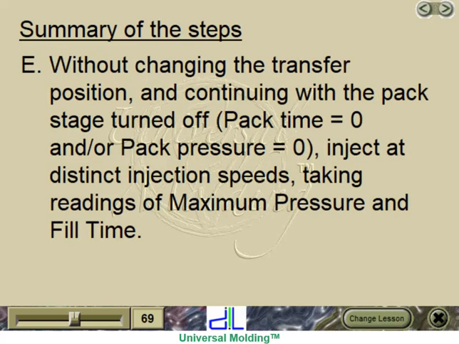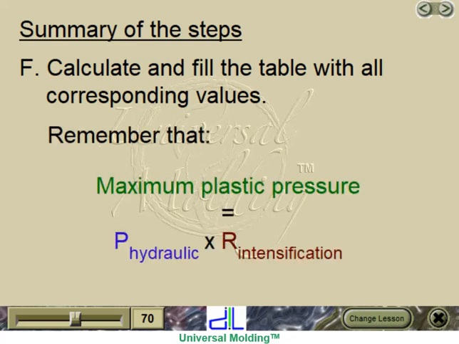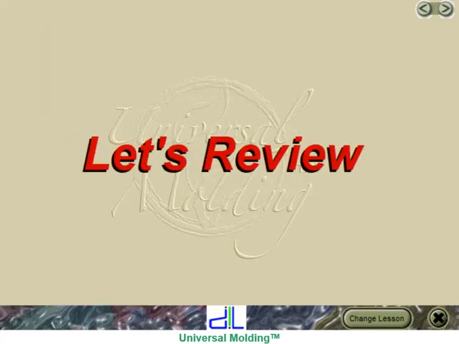E. Without changing the transfer position and continuing with the pack stage turned off, pack time equals 0 and/or pack pressure equals 0, inject at distinct injection speeds, taking readings of maximum pressure and fill time. F. Calculate and fill the table with all corresponding values. Remember that maximum plastic pressure equals maximum hydraulic pressure times intensification ratio. Let's review.